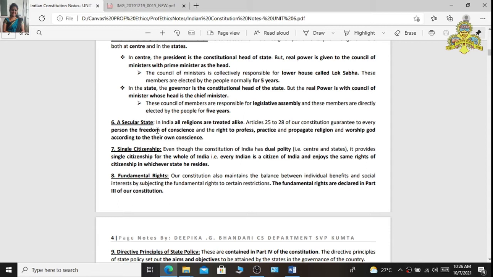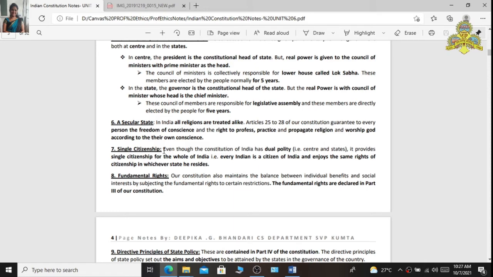Any person can practice, the person can practice any religion. Okay, a person is given with the freedom of conscience, right to possess, practice and propagate any kind of religion. Okay, he can worship any god according to their own conscience. ಅವ್ರಿಗೆ ಬೇಕಾಗಿದ್ದ ರೀತಿಯಲ್ಲಿ ಅವ್ರಿಗೆ ಯಾವ ದೇವ್ರು ಬೇಕೋ ಆ ದೇವ್ರನ್ನ ವರ್ಷಿಪ್ ಮಾಡೋದು, ಅವ್ರಿಗೆ ಯಾವ ರಿಲಿಜನ್ ಬೇಕೋ ಆ ರಿಲಿಜನ್ ಫಾಲೋ ಮಾಡೋ ರೈಟ್ ಅನ್ನ ಇಂಡಿಯನ್ ಕಾನ್ಸ್ಟಿಟ್ಯೂಷನ್ ಸಿಟಿಸನ್ಸ್ಗೆ ಕೊಟ್ಟಿದೆ. ಅದಕ್ಕೆ ಏನಂತ ಕರೀತಾರೆ ಸೆಕ್ಯುಲರ್ ಸ್ಟೇಟ್.